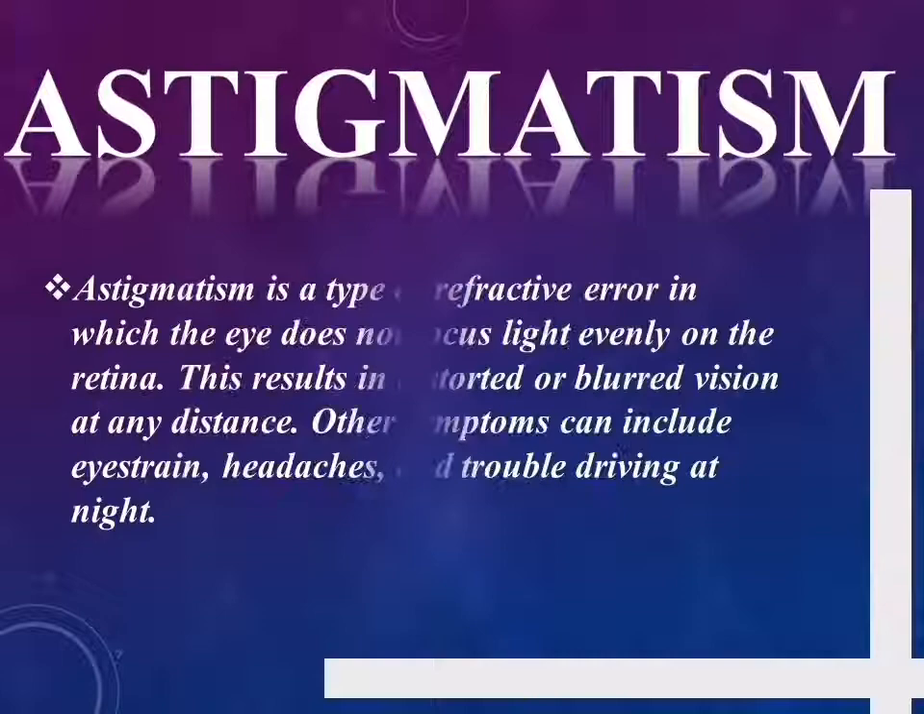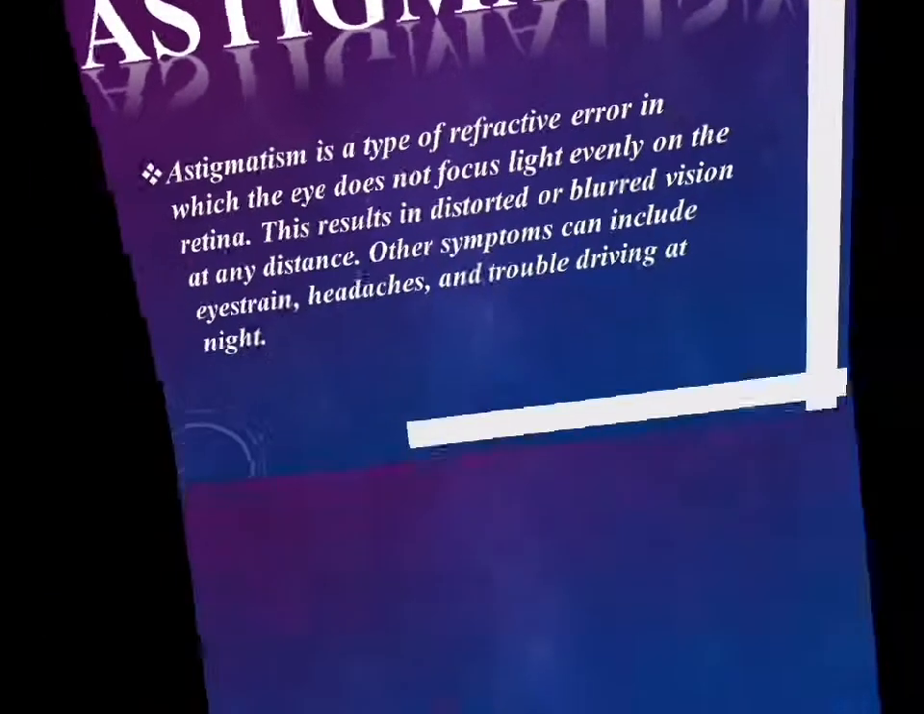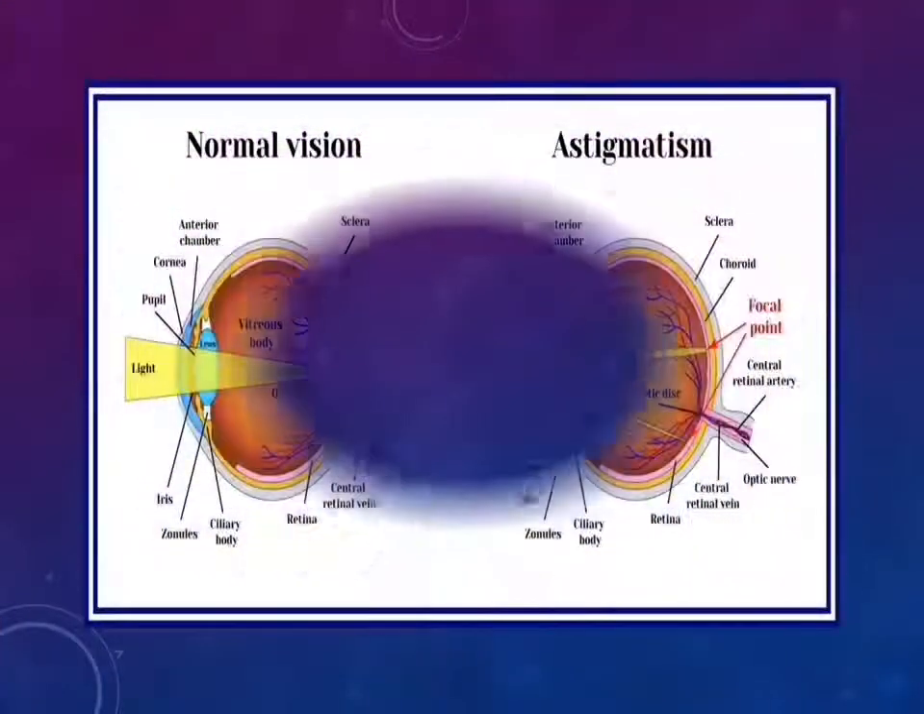Astigmatism. Astigmatism is a type of refractive error in which the eye does not focus light evenly on the retina.